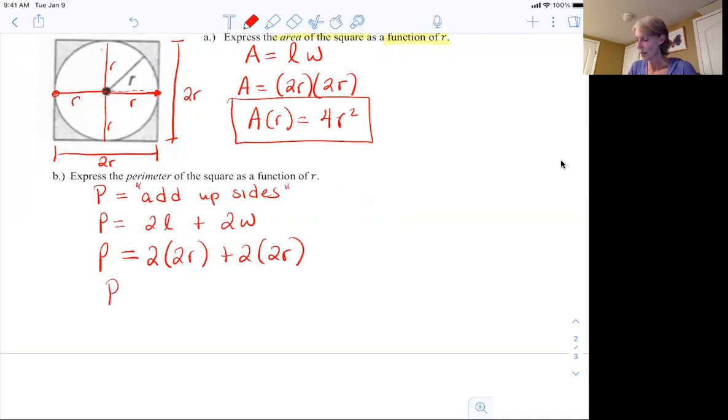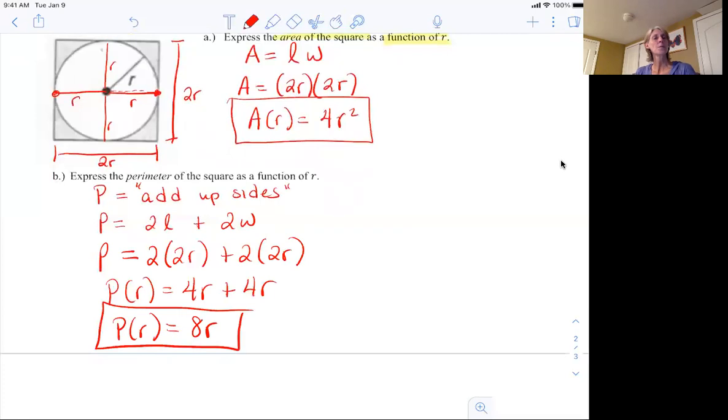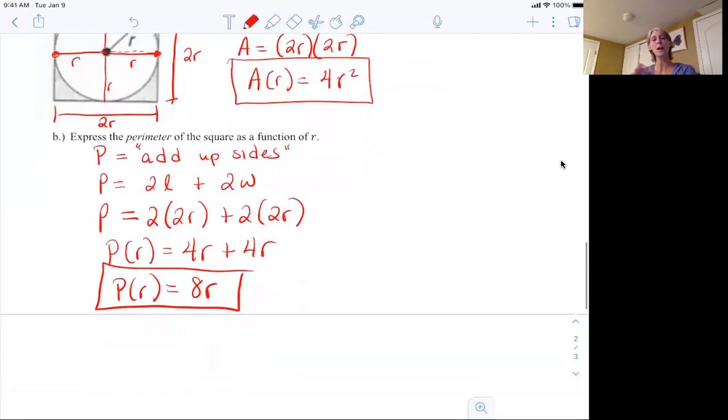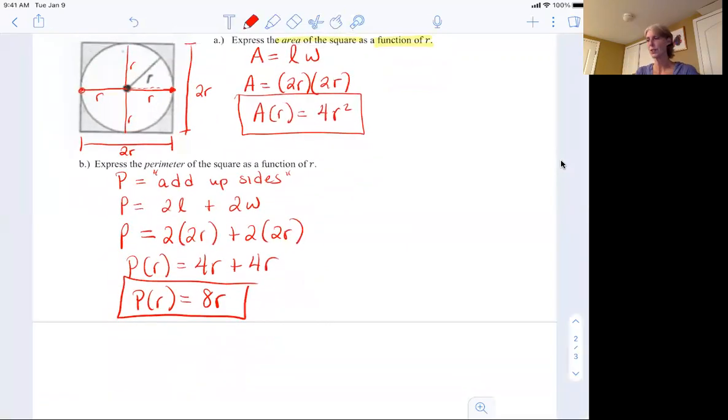So my perimeter as a function of r is 4r plus 4r, which is 8r. It would have been a lot easier to just add up the sides in your head: 2r, 4r, 6r, 8r. But it's good to know how to set it up with the actual notation, because that can be helpful when your examples get a little more difficult.